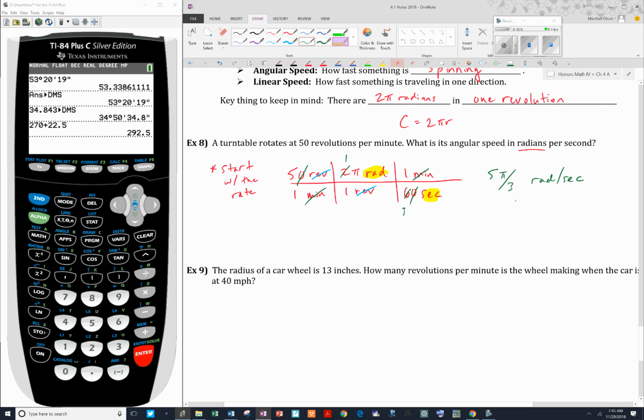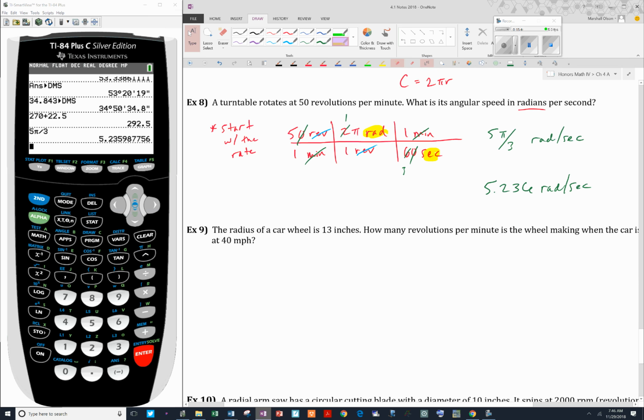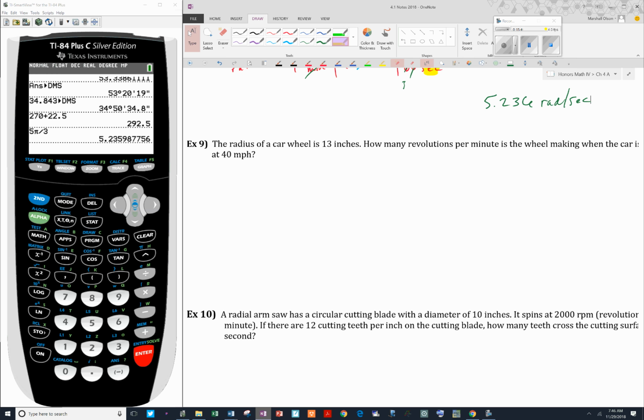Let's find out what that is as a decimal, though, too. Go ahead and type that into your calculator. Find out what 5 pi divided by 3 is. And notice how I called it 5 pi over 3 radians per second instead of saying 5 pi radians per 3 seconds, because we want a unit rate. I think you should end up getting 5.236, I'm going to round to the thousandths here. Does that sound correct? Yeah. 5 pi divided by 3. Beautiful. Radians per second. Good? All right. It says radius of a car wheel is 13 inches.